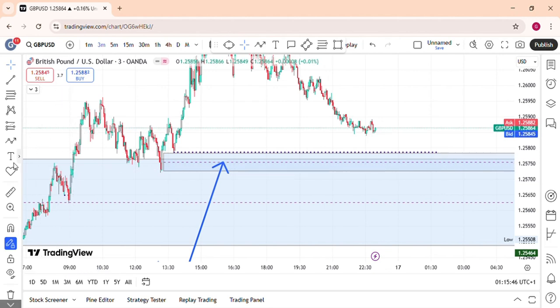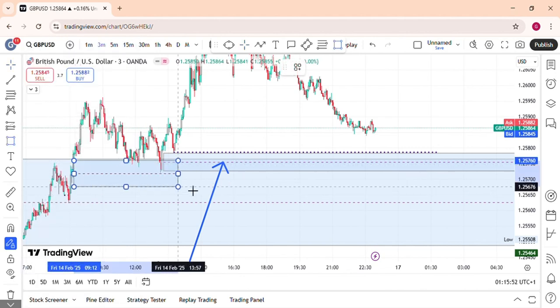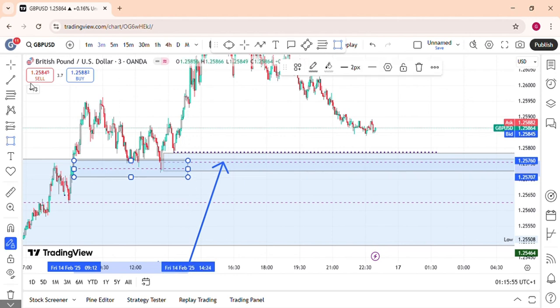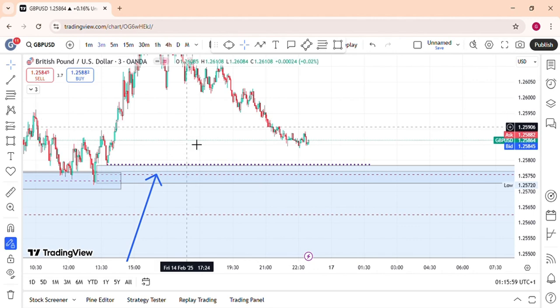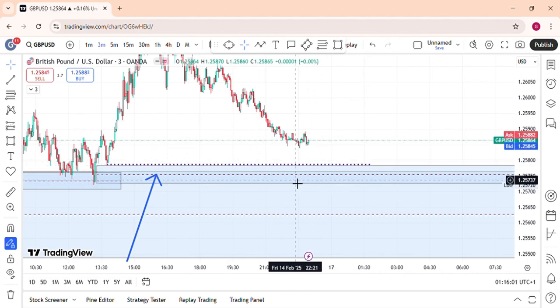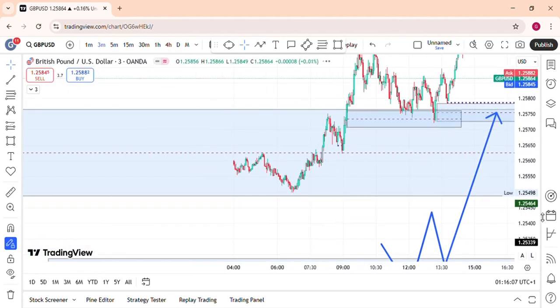So why I highlighted this spot was also an entry on a 3 minutes because it tapped into this fair value gap right here. But I won't be taking this trade. Why I won't be taking this trade? Because it's on a 3 minutes and anything can happen prior to market coming to tap into this fair value gap.